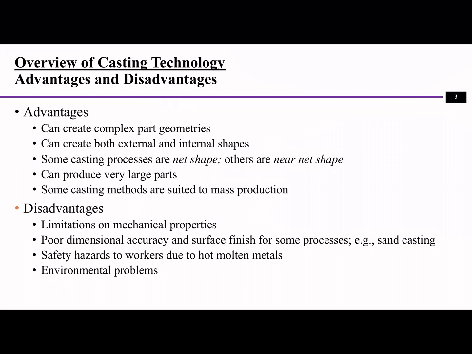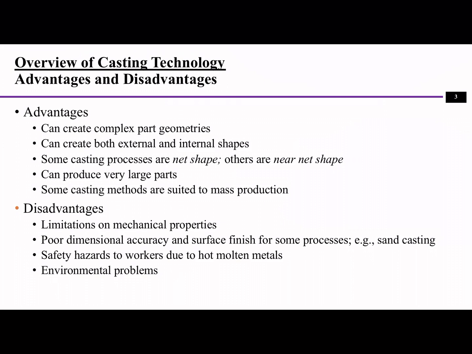Also, there are some disadvantages. For example, there are limitations on mechanical properties. When you cast some of the metals, at certain places the strength is probably just not as high as with assembly or welding. And also, dimensional accuracy is not as good as some other processes, and surface finish is not as good either, because of the shrinkage.